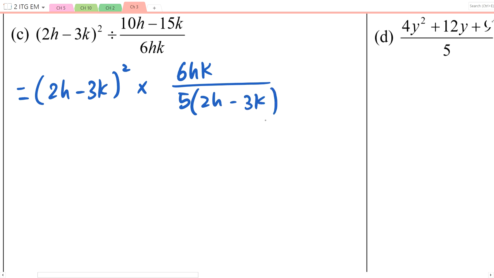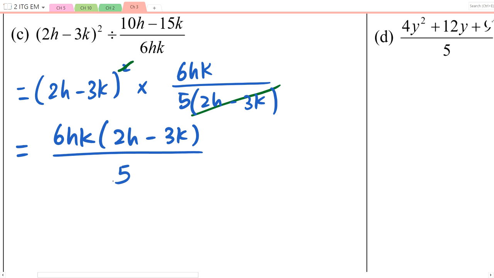Okay, so you see, in this step, I flip the fraction because I changed the division to a multiplication. At the same time, I factorized out what was originally in the numerator, now in the denominator. Factorize out the 5. Combine a few steps, save some time. Okay, so we can cancel over here. And I should be left with 6hk multiplied by 2h minus 3k divided by 5. Okay? You can write it out, yes, but no need to, in case you make a mistake.